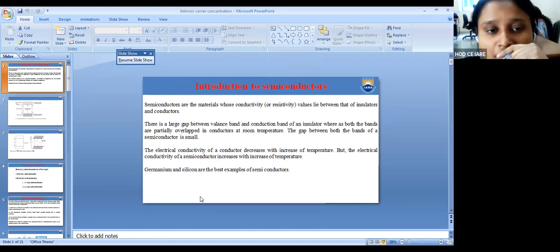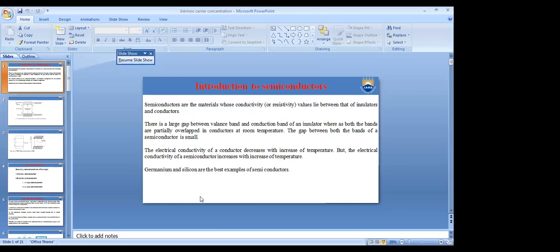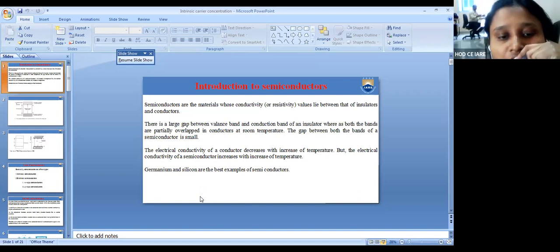Okay. So once we go to high temperatures, what happens to these covalent bonds? Covalent bonds will break. So what do you mean by breaking of covalent bonds?